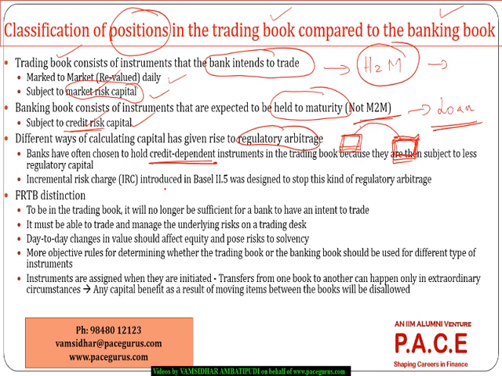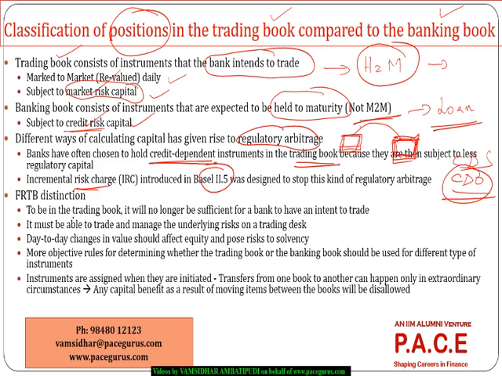So anything that is a credit-dependent instrument like CDOs, or any other instrument that has underlying credit, like CDS, credit default swaps, which have an underlying credit instrument, they were all categorized under the trading book by the banks because they are subject to less regulatory capital requirement. That is what they have exploited. Of course, it was addressed in Basel 2.5, where the incremental risk charge, IRC, was introduced. We have talked about it in our Basel 2.5 session earlier.